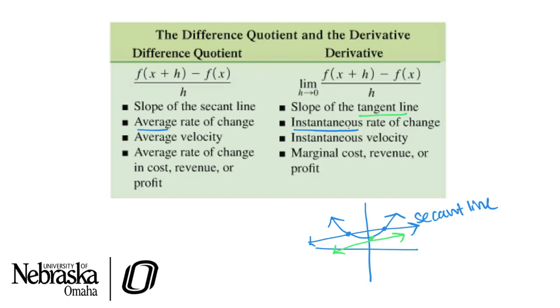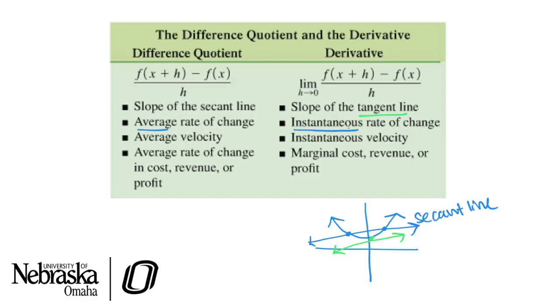So the difference quotient is also equal to the average rate of change in cost, revenue, or profit, average rate being the keywords. And then the derivative is equal to the marginal cost, revenue, or profit. So at a specific point, okay? So a derivative is much more specific than the difference quotient, which is the average or the big picture as opposed to the specific values.